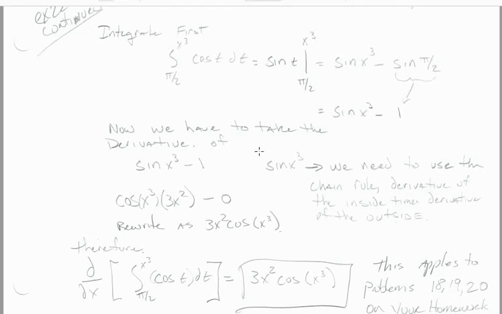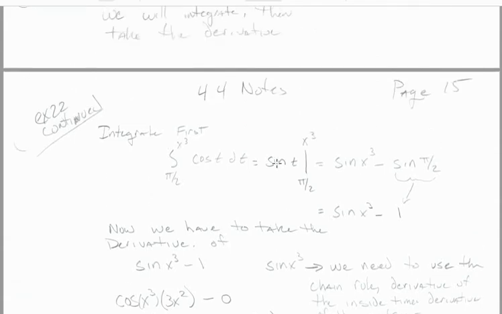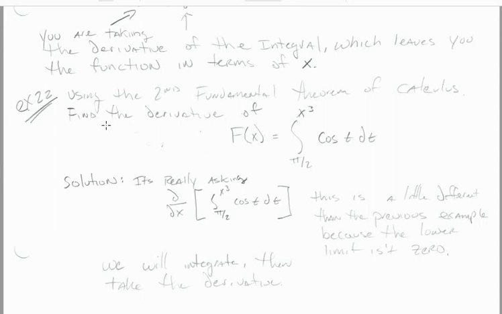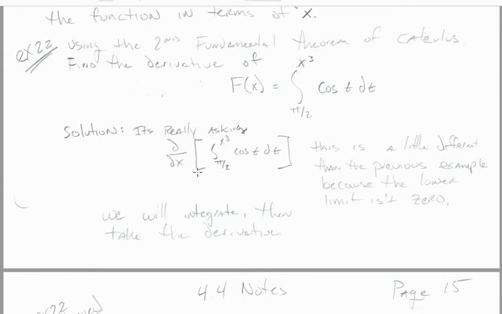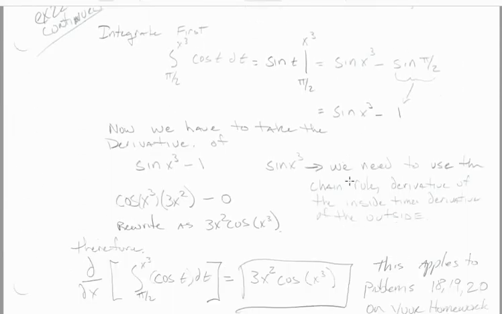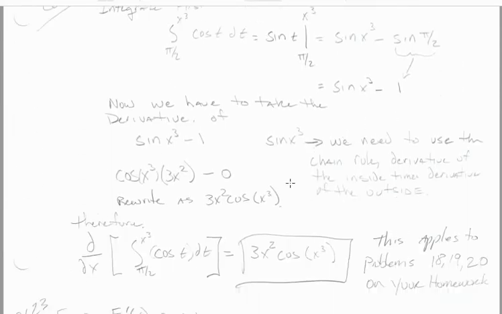Now we have to take the derivative of the function. You're going to ask, how did we know we had to take the derivative? Well, in the beginning, what's given? We're given capital F of x equals this integral, and it tells us to use the second fundamental theorem of calculus. The second fundamental theorem of calculus tells us to take the derivative with respect to x of whatever that integral is. So we've done the integral, and we've gotten sine of x cubed minus 1.